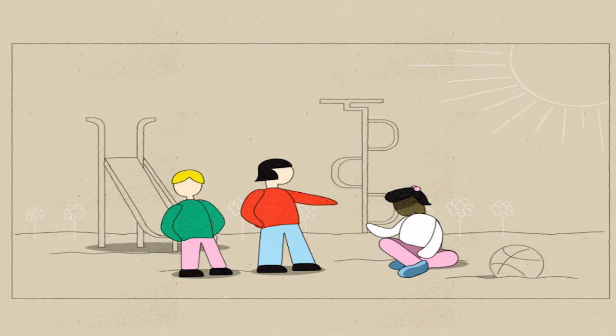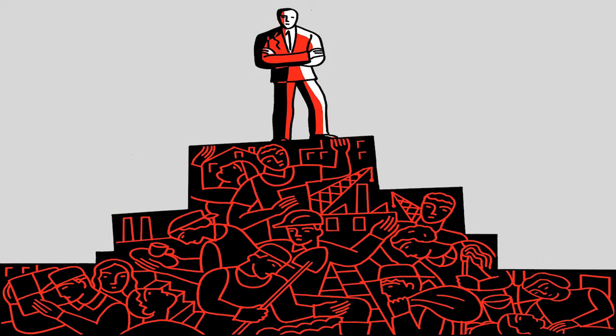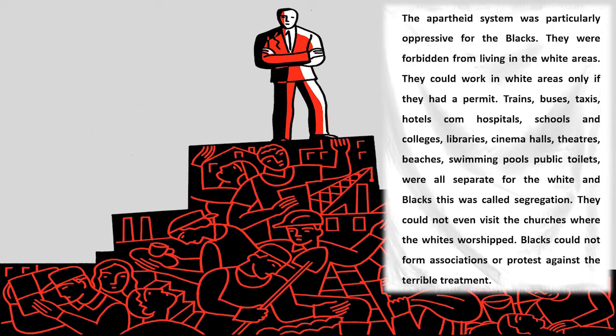The apartheid system treated the blacks miserably. The blacks were not allowed to live in the areas where the whites lived. They could work in the areas where the whites worked only with an official permission letter. Basic facilities like public transport, hospitals, schools, entertainment areas, and even toilets were made separately for the blacks. Even places of worship were separated for blacks and whites. Despite this terrible treatment, the blacks were not allowed to protest.